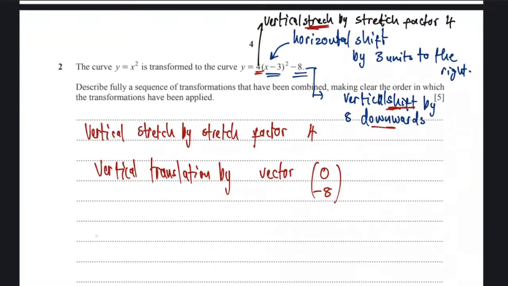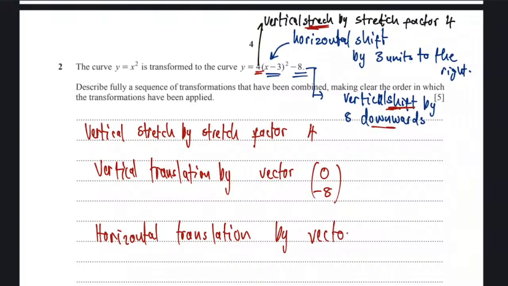Then lastly, you put horizontal translation by vector (3, 0). It's 3 in the horizontal. Remember, vectors are x then y. It's a shift of 3 units to the right. Although it was a minus 3, we are going to the right, so when you put the vector, you say (3, 0). That's how horizontal is. It's a liar. This is how you do it, and you are done.